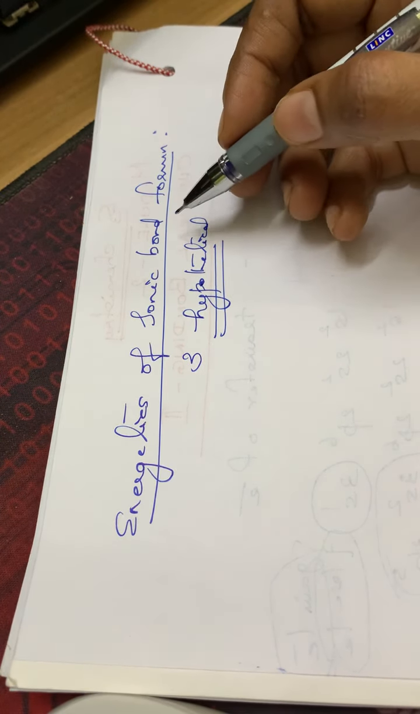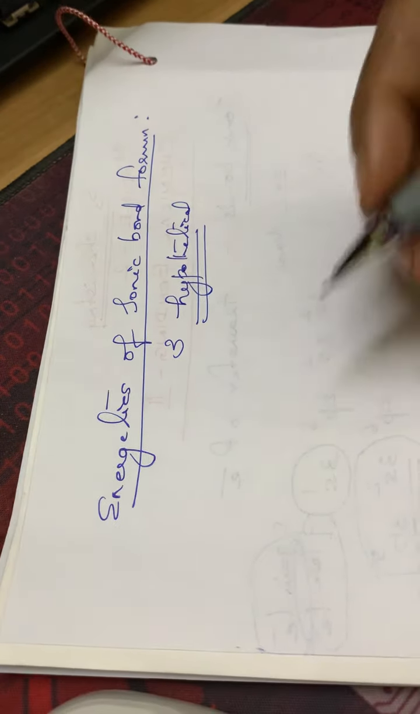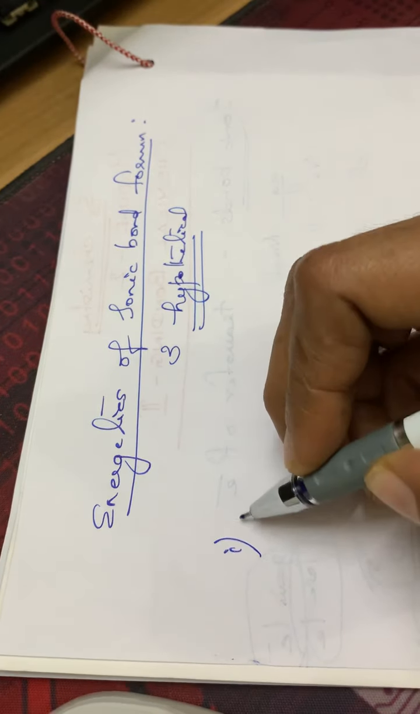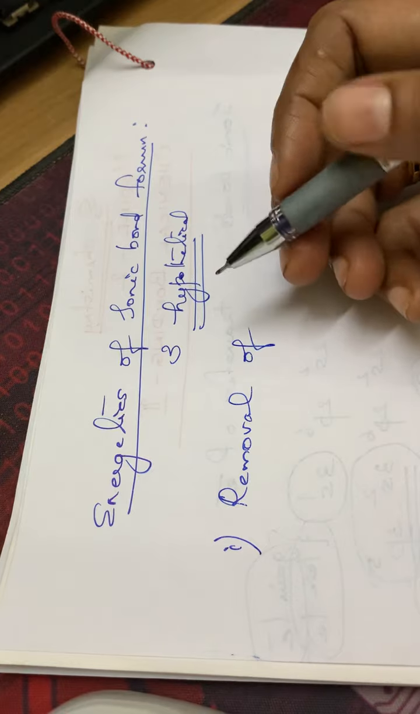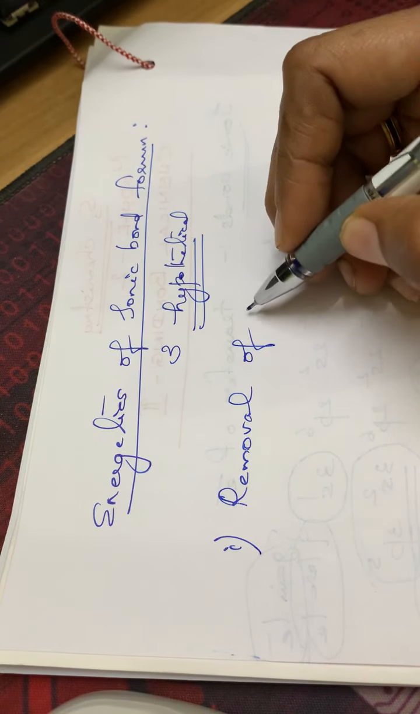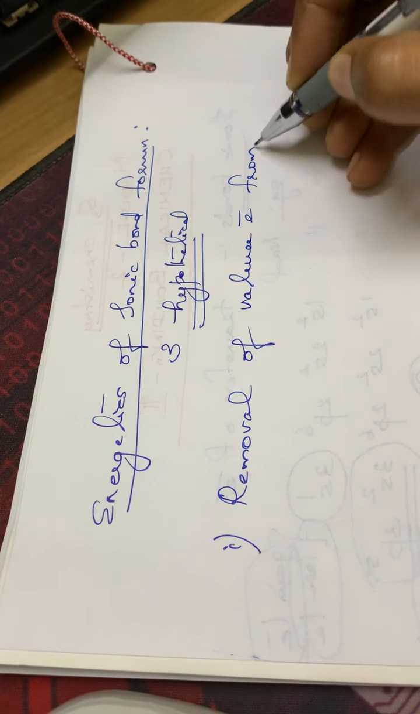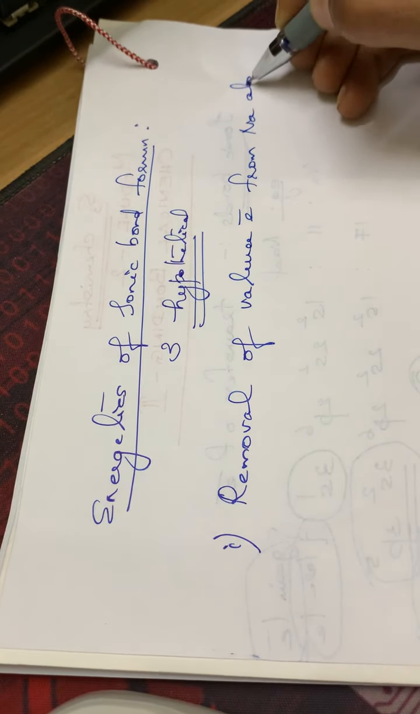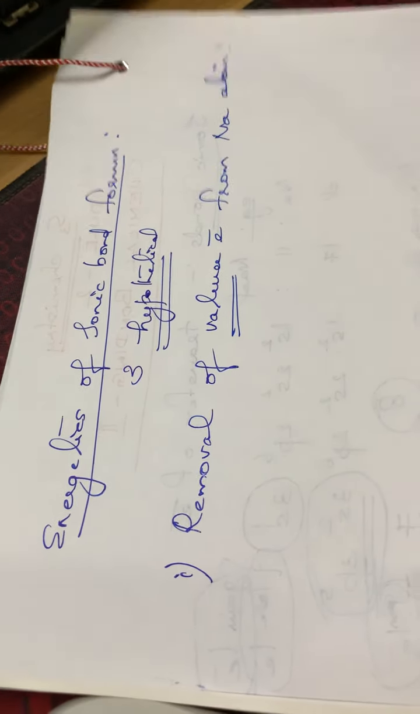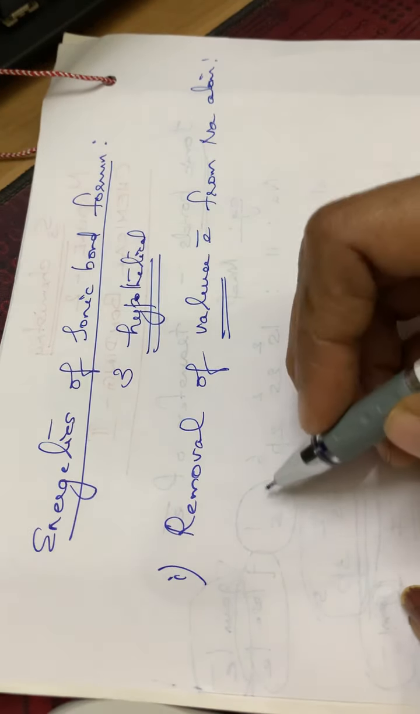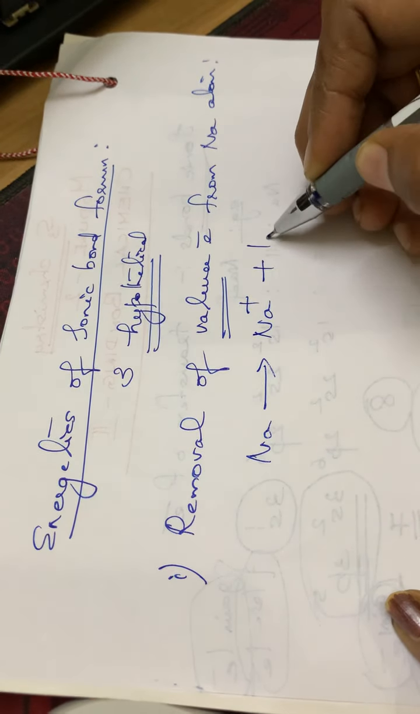So the formation of ionic bond, the reaction, can be split into 3 stages. The first step is the removal of the electron from the sodium atom. The electron is removed from the valence shell of the sodium atom. So removal of the valence electron from sodium atom is the first hypothetical stage. It is just an assumption. See here, from sodium atom 1 electron is removed: Na giving Na plus plus 1 electron.